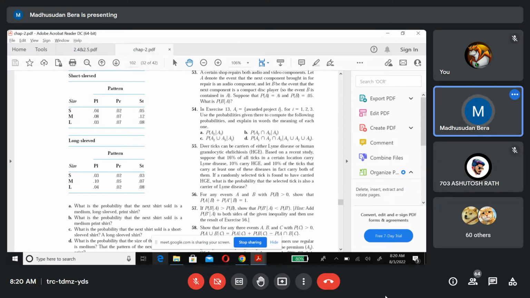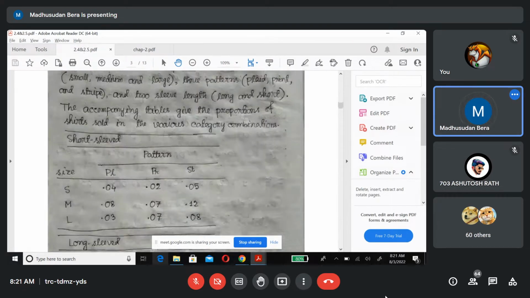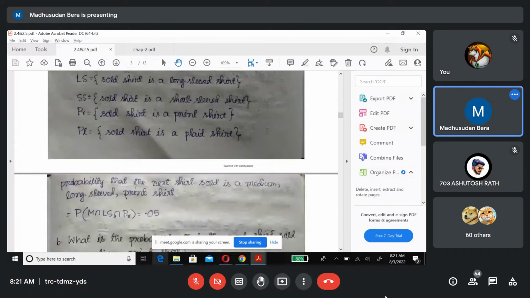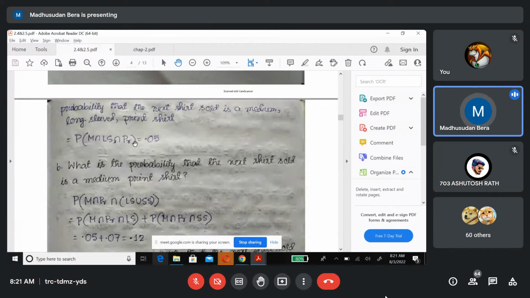Showing you something here in the solution. Some events are defined here. Denote events: M for medium, LS long sleeved, SS short sleeved, PR printed, PL plaid. That way the events are defined. So medium, long sleeve, printed is 0.05. Am I audible?